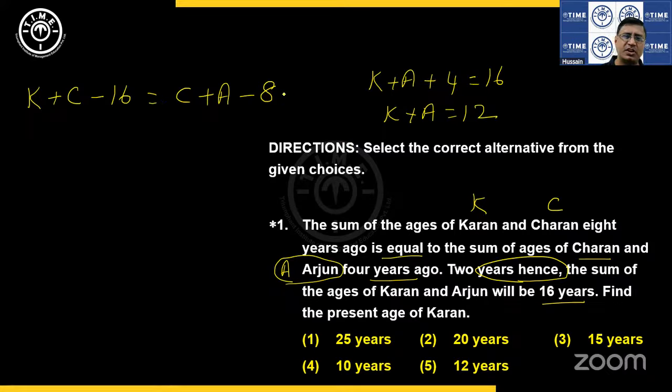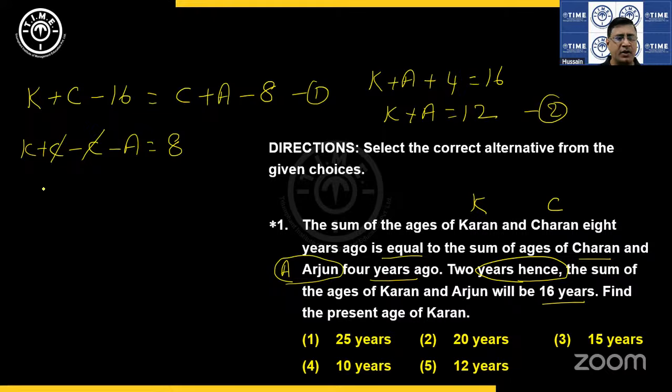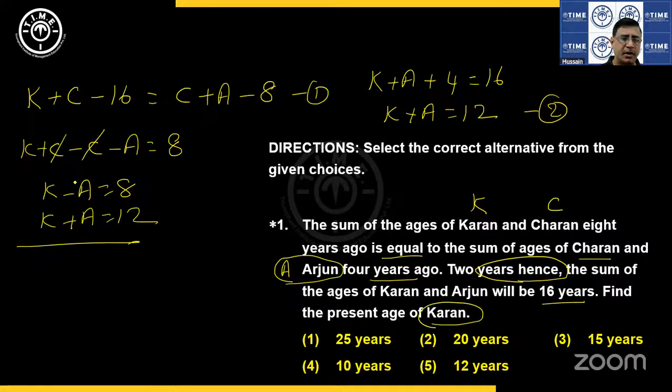Here, look at this first equation. This is the first equation, and here is the second equation. By solving the first equation here, K plus C minus A is equal to 16 minus 8, that is 8. Here, positive and negative C get cancelled. Now, K minus A is equal to 8. K plus A is equal to 12. Now find out the age of Karan. K value to be found. By adding these two, we get 2K as 20. So K is equal to 10 years.